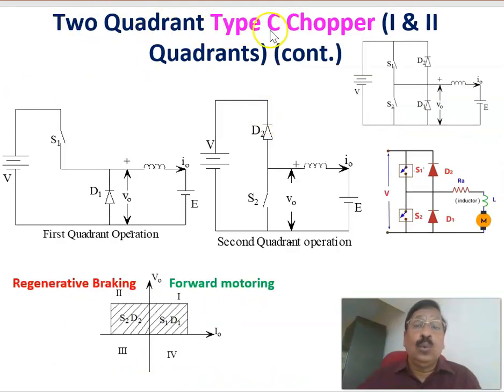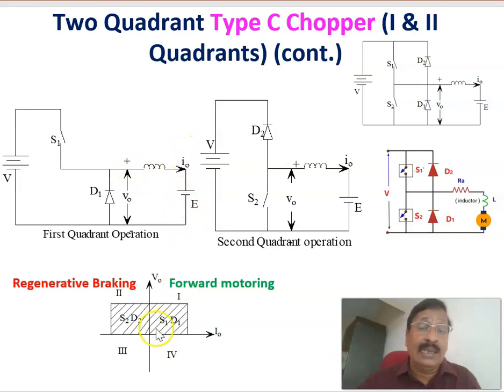Now, continuing the two quadrant type C chopper, first and second quadrant, as we have already seen. To work in the first quadrant operation, the devices are S1 and D1. This is the equivalent circuit for the first quadrant operation, that is forward motoring operation. When S1 is closed, this diode is reverse biased, and you will get a positive voltage V here. And when S1 is open, because of the inductive energy, the diode becomes forward biased, plus here and minus here, and there will be a circulating current in this direction, and the voltage equals 0. Therefore, in both cases the current is flowing in this direction.